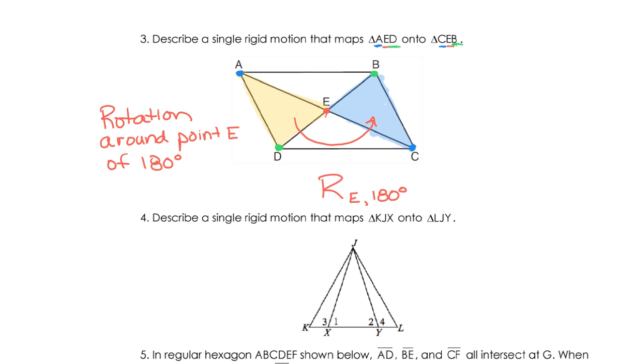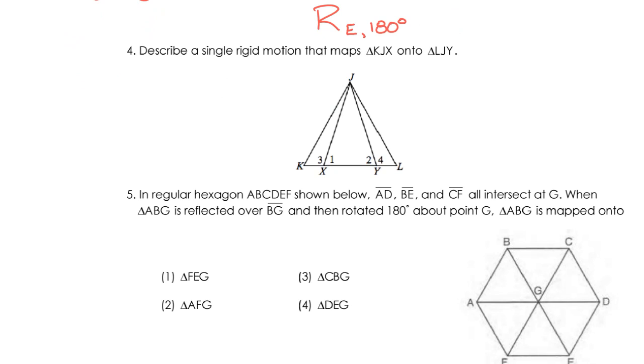All right. Number 4. It says describe a single rigid motion that maps triangle KJX onto triangle LJY. So we need to get that yellow triangle onto the blue triangle. Okay. Play the letter game. K has to go onto L. J has to go onto J. And X has to go onto Y.